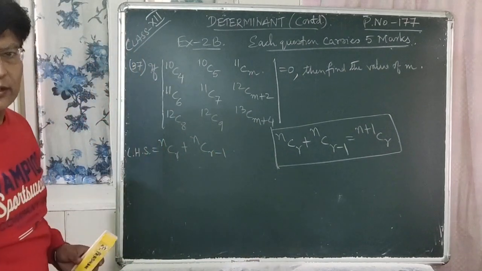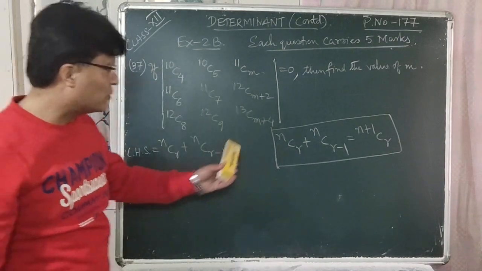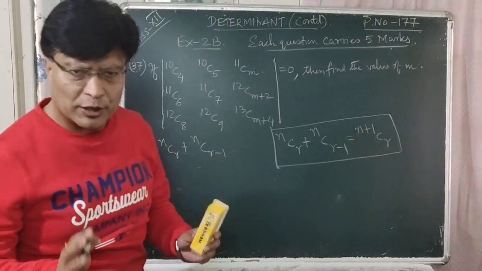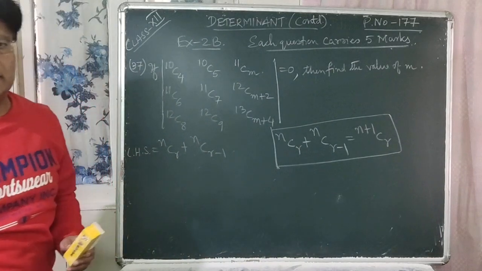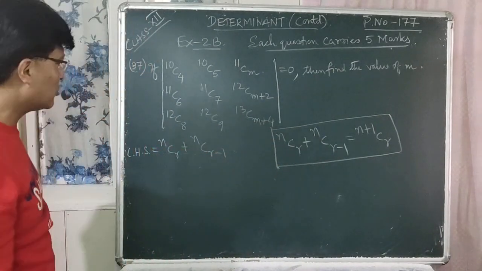You can do it in the rough work. Don't show it here, because if you know this formula directly, you can write it. But if you don't know the formula, let us derive it, right? So what is the left hand side here? NCR plus NCR minus 1, right?